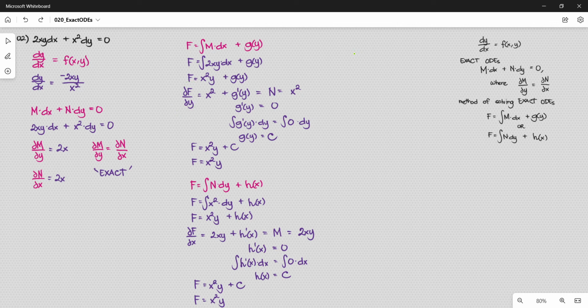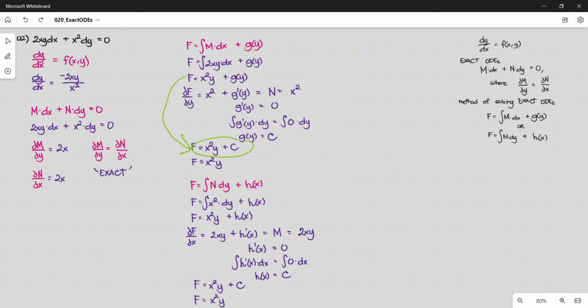So, dyan natin malalaman kung ano yung value ng g prime of y. Magka-cancel yung x squared dito, and ito. So, walang natira dito. So, ang g prime y ay equal sa 0. Tapos, integrate natin both sides. Makukuha natin ang g of y ay equal sa isang constant. So, pwede ko nang substitute ito dito. Okay? So, yung makukuha ko na general solution, ganito. So, pinalitan ko itong g of y ng c.